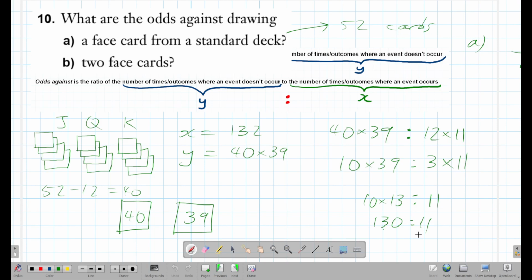Wait a minute, they didn't use jokers, did they? There's no way. No, they wouldn't have used jokers. No, they definitely didn't use jokers. Okay.